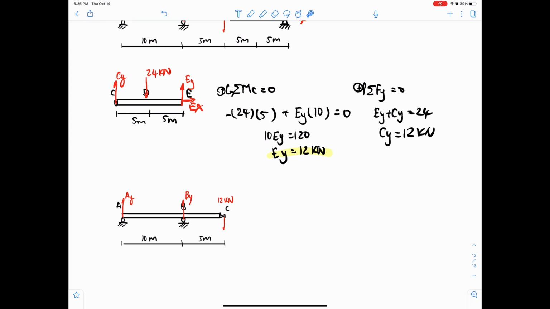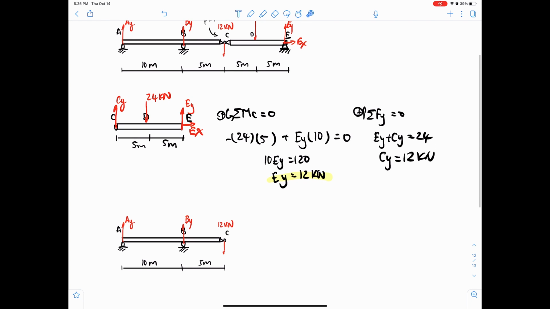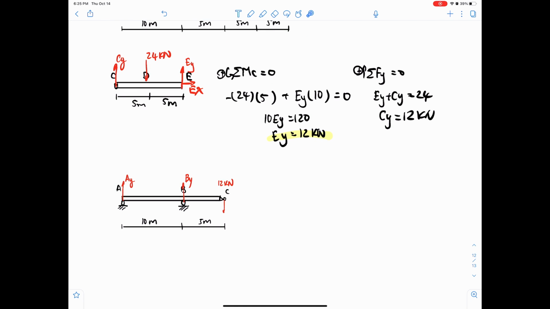So once we have this beam segment, which is A to C, we can either solve for AY or BY.